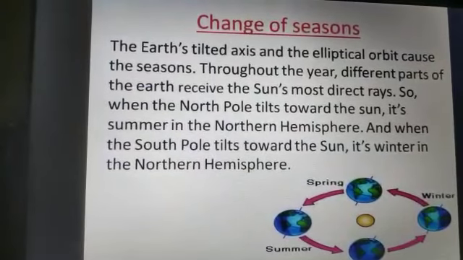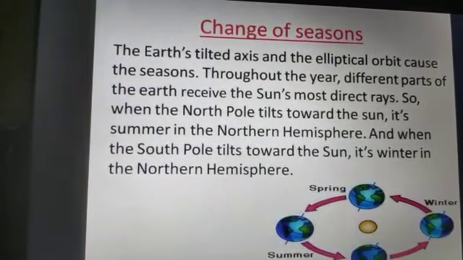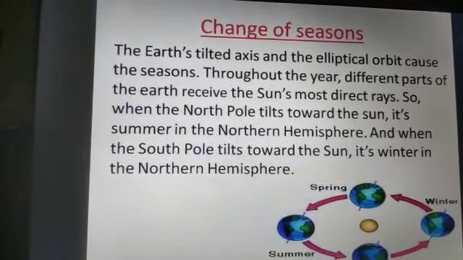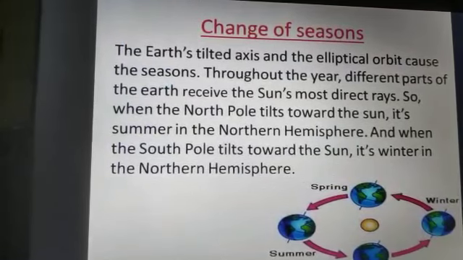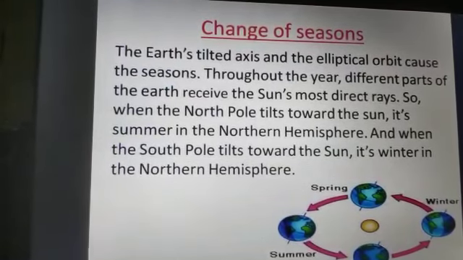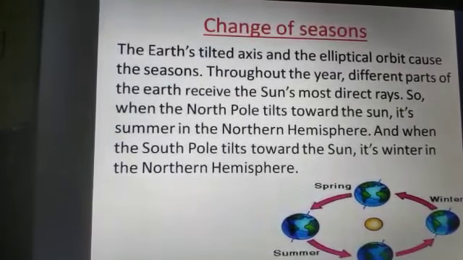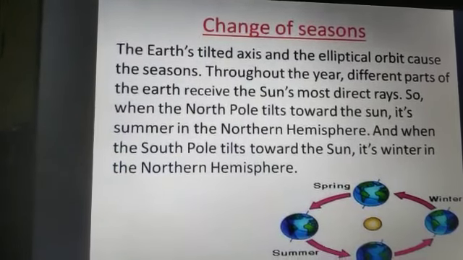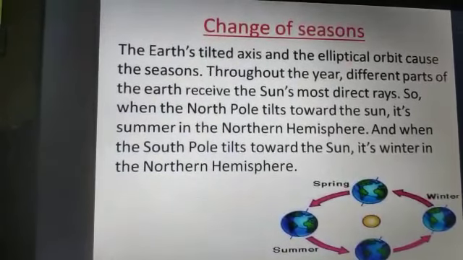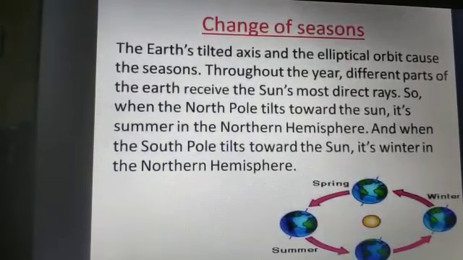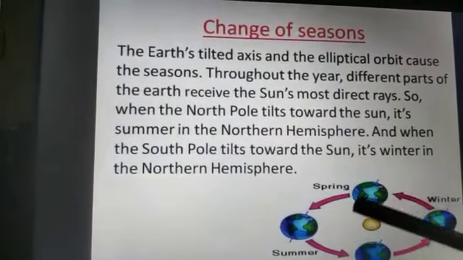Today we will learn about the change of seasons. So please open your book to page number 5. We finished rotation and revolution. In your book, page number 34, change of seasons is written. Look at the slide. I have given here one picture of change of seasons.